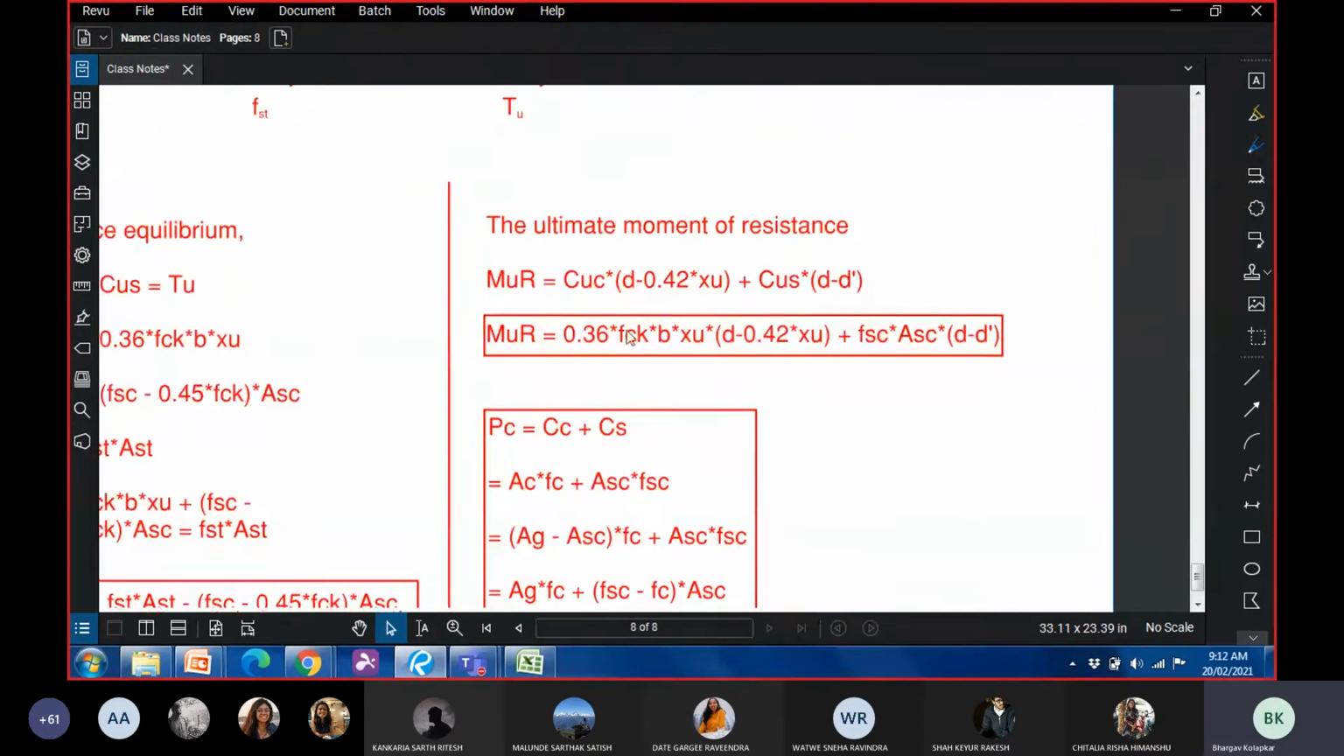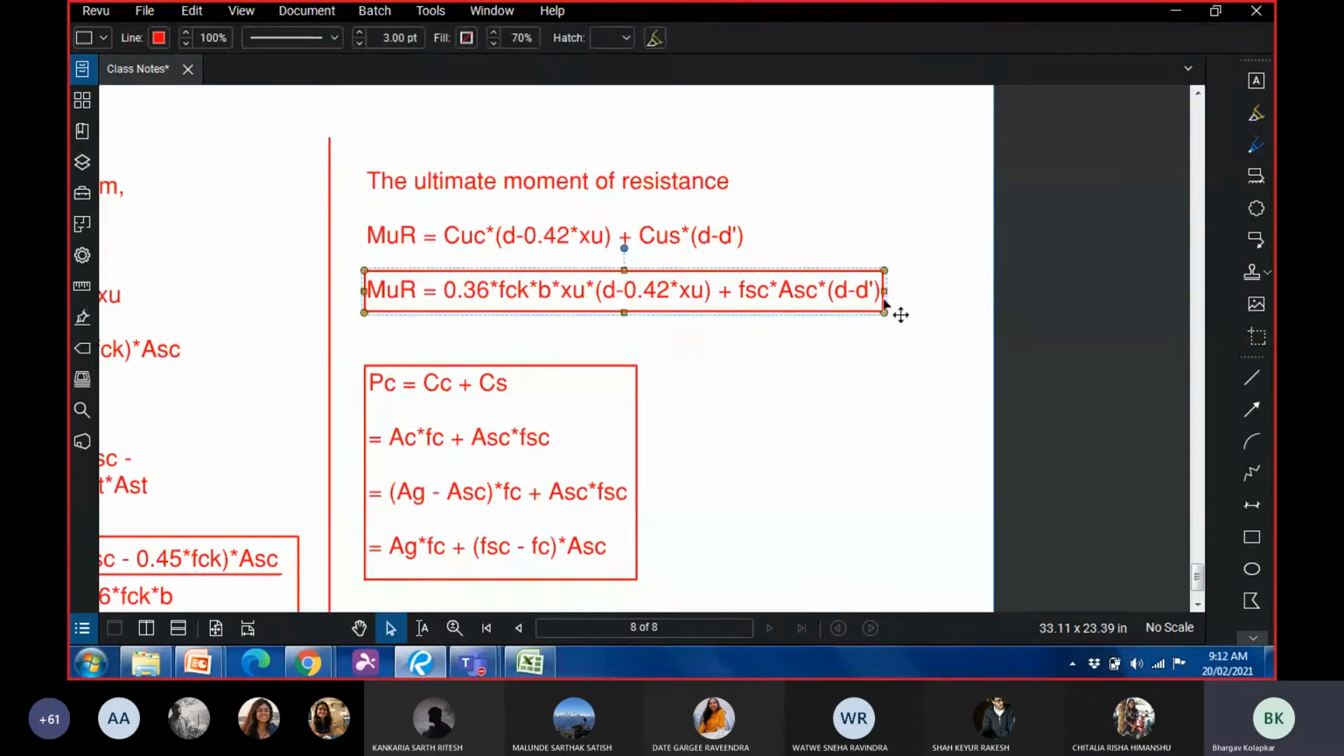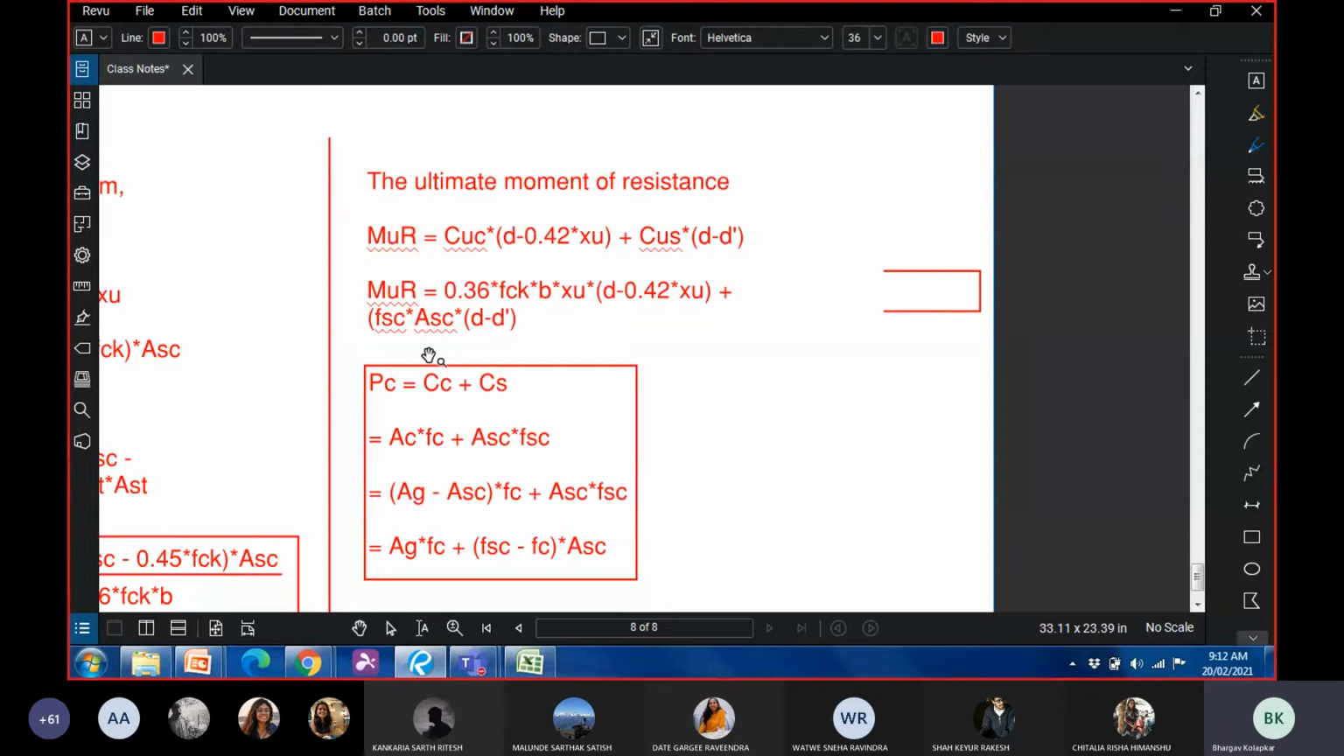Similarly, we'll have an additional term here, FSC minus 0.45 times FCK.